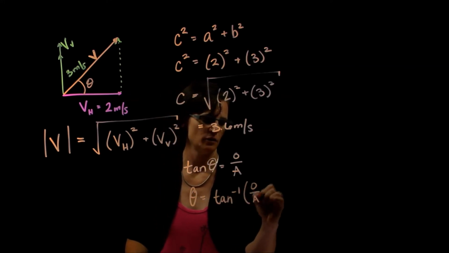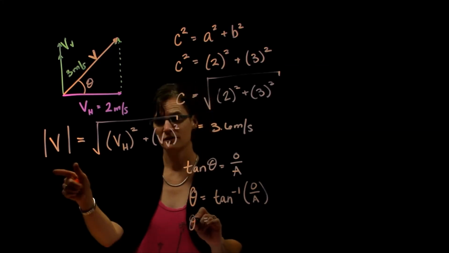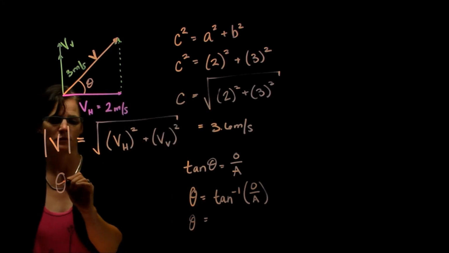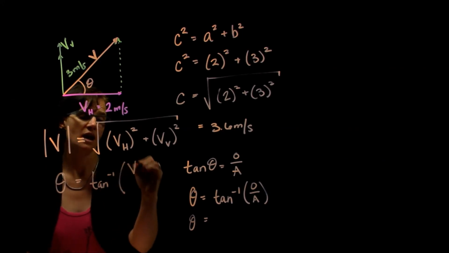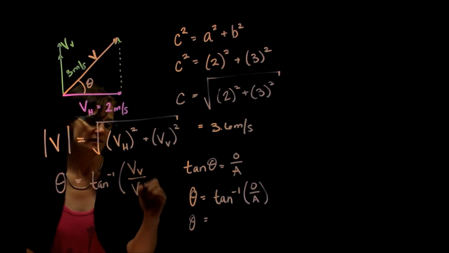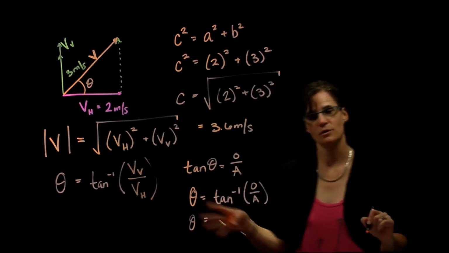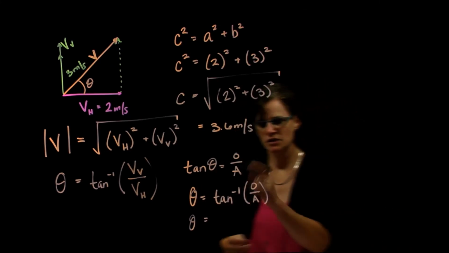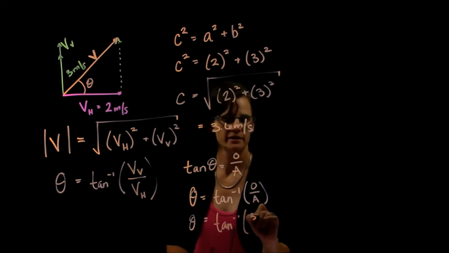of the opposite over the adjacent. And in this case, and in cases with physical quantities, I'm going to actually write this over here, we have the inverse tangent of the y component of that physical quantity, in this case velocity, over the x component of that physical quantity, in this case velocity. And that's our representation of the angle. So in this example, we have the inverse tangent of 3 over 2.